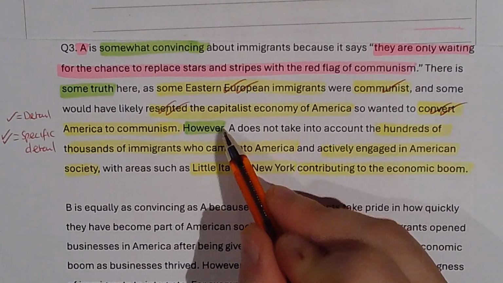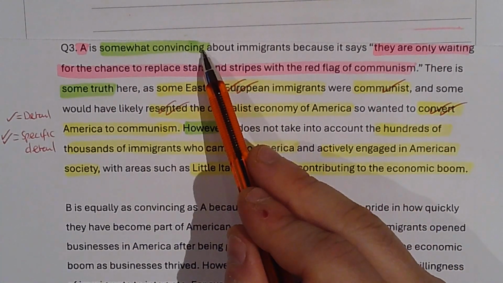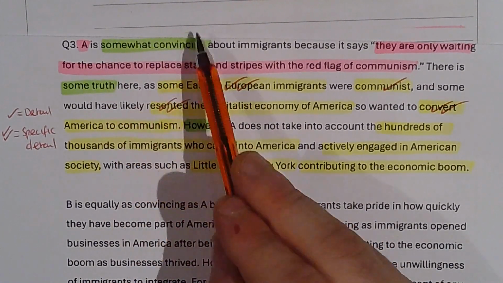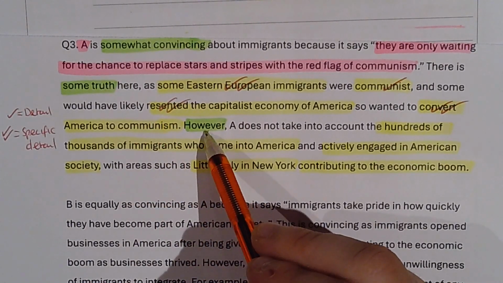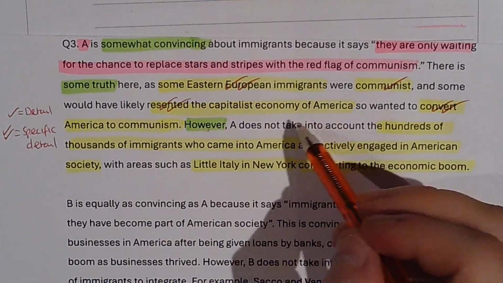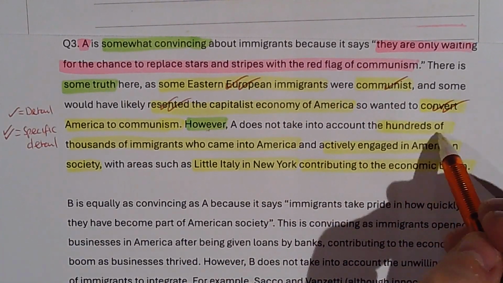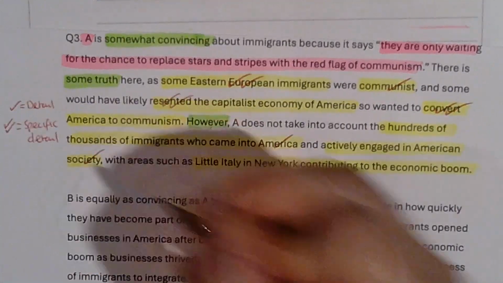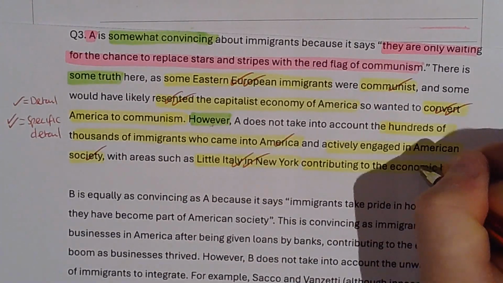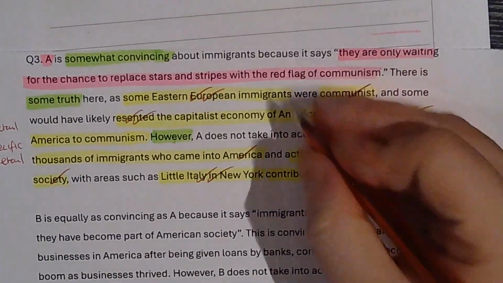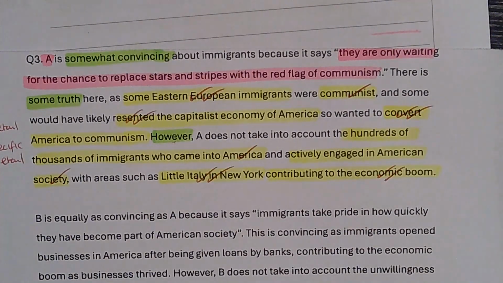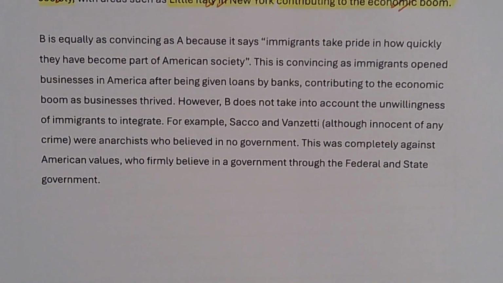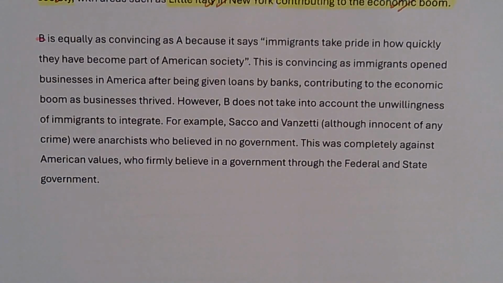The fact that it's also arguing against itself and it's still sticking to somewhat. If you've just said it's convincing, you need to back up why it's convincing, but you said it's somewhat, so why it also isn't convincing, and vice versa. So why isn't this convincing? Well, we know that hundreds of thousands of immigrants came into America. They actively engaged in American society, such as Little Italy in New York, which contributed to the economic boom. So again, this paragraph on its own would get me 4 out of 8 marks. And then I'd move on to B. And it's just the same. I've said B is equally as convincing as A.